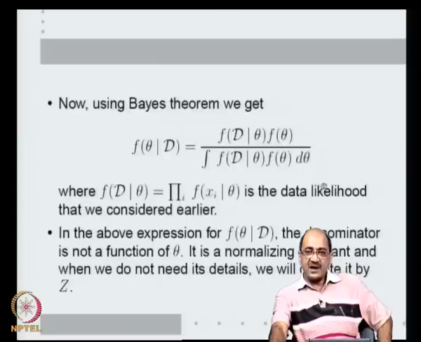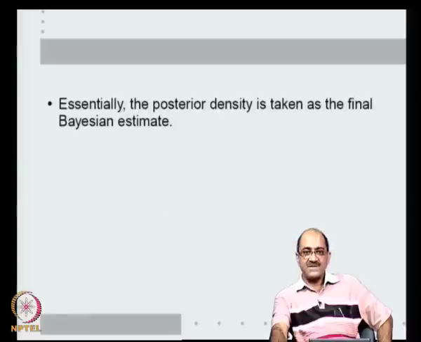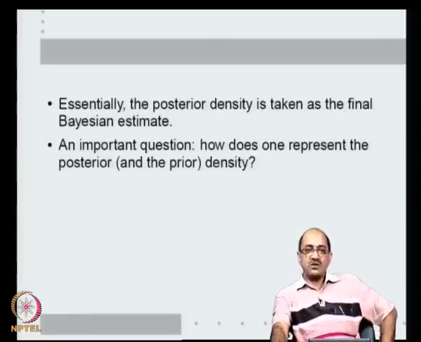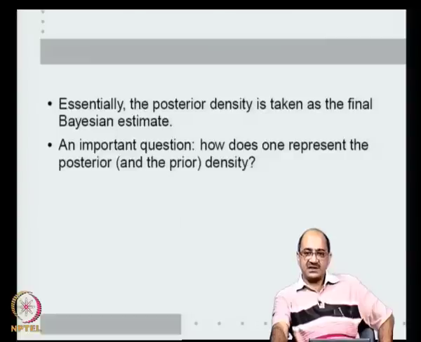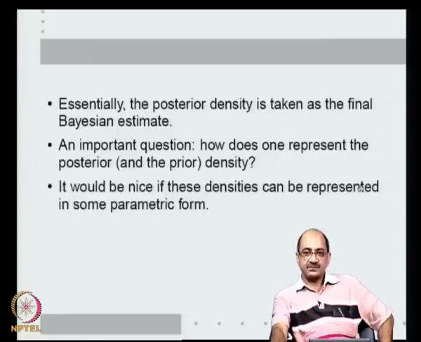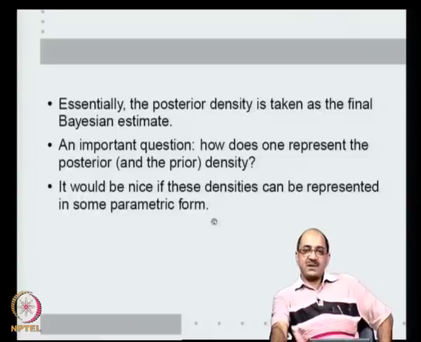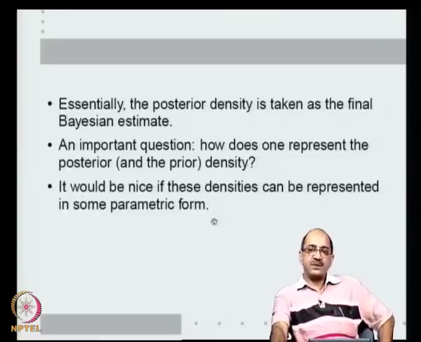Then comes the problem, how do I calculate this? If this is some density over theta and I multiply this, for every given value of theta maybe I can calculate this, but I cannot represent it as an infinite table, because theta is a continuous value, right. So, there is a problem of how to represent the prior and posterior densities. Because we want to take the posterior density as the final estimate, the important question is how does one represent the prior and posterior densities. It would be nice if this can be represented in parametric form. Then we will simply store the corresponding parameter values for these densities.